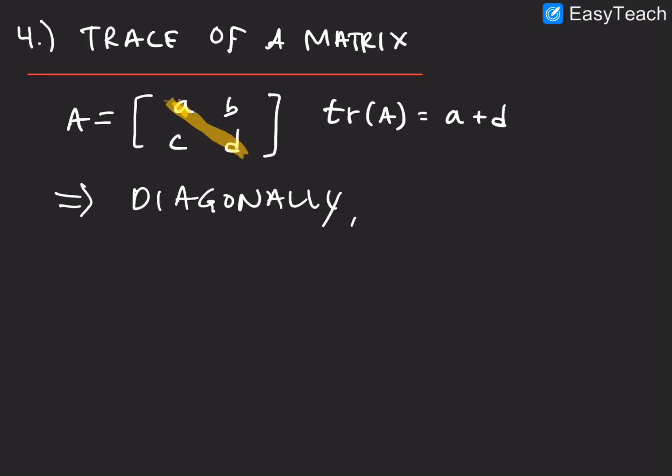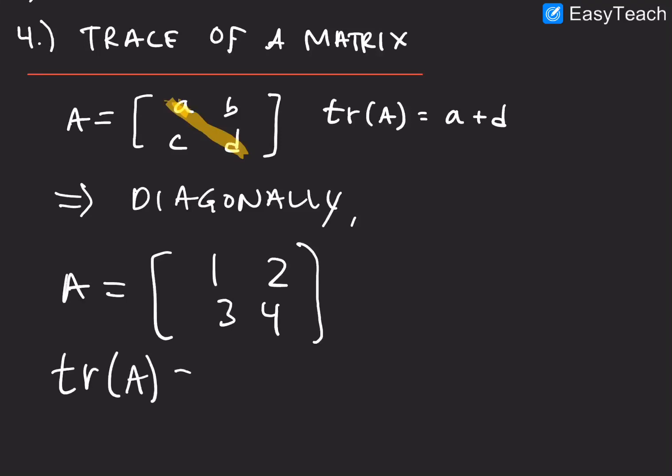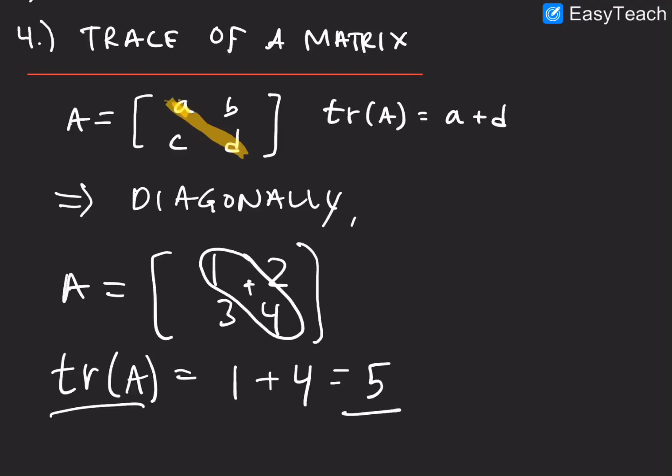So you have this term A plus D. The trace of A, this is the matrix A. So the trace of matrix A equals A plus D. So really quick, let's say if our matrix A was 1, 2, 3, 4, and they wanted us to find the trace of matrix A, that would just be the summation of the diagonal terms. That's 1 plus 4 equals 5. So the trace of matrix A is 5. That is not bad at all.